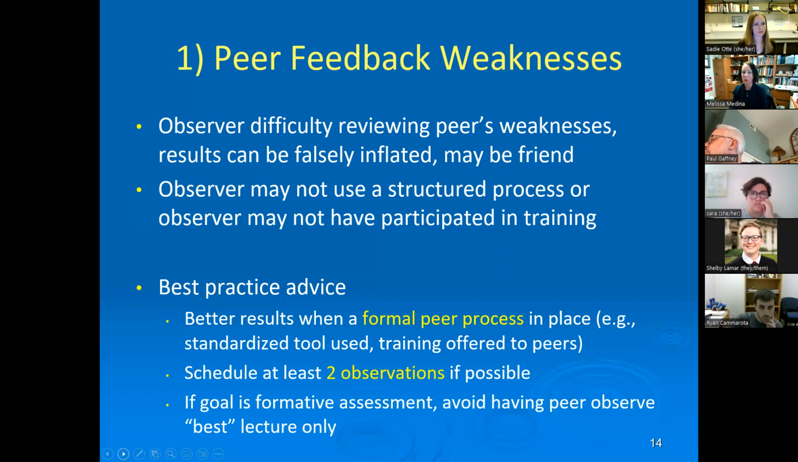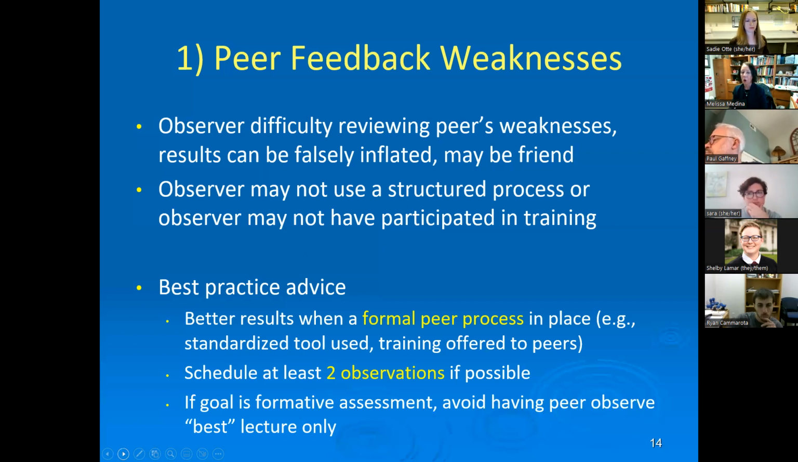But a key factor in making it manageable, some best practice advice, is that certainly if you have a formal peer process in place that includes training and a structured rubric where everyone's using the same rubric to evaluate each other, there's also some guidance to do at least two observations, if that's possible.